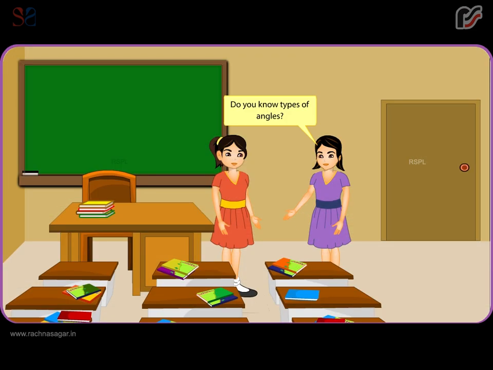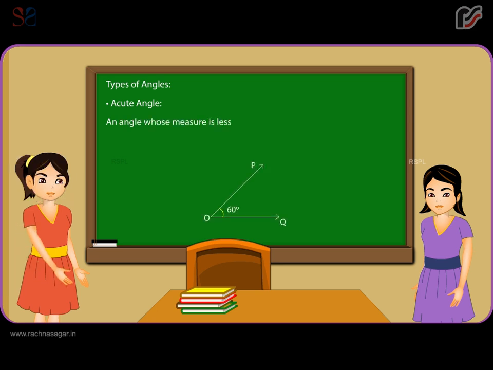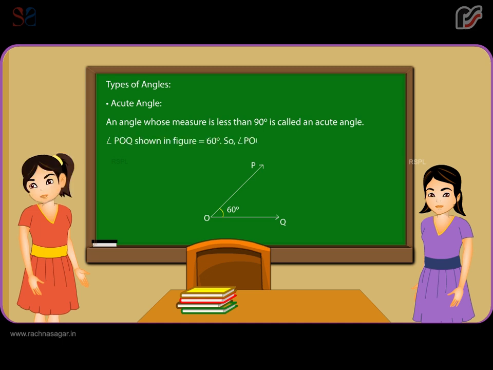Do you know types of angles? Yes, let me explain you. Types of angles. Acute angle. An angle whose measure is less than 90 degrees is called an acute angle. Angle POQ shown in figure is equal to 60 degrees. So angle POQ is an acute angle.